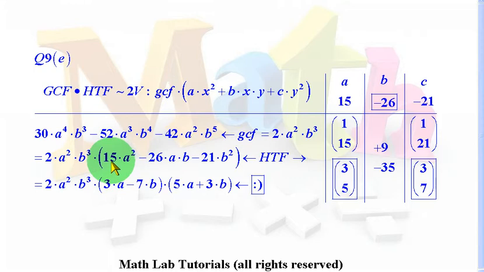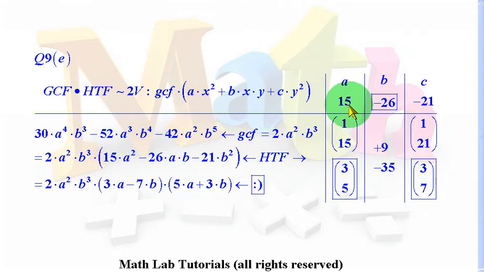It's a 2-variable HTF. So now we go over to the chart over here. You identify the quadratic coefficients as 15, minus 26, minus 21. There it is, 15, minus 26, minus 21. And now box in the negative 26 because that's the objective.